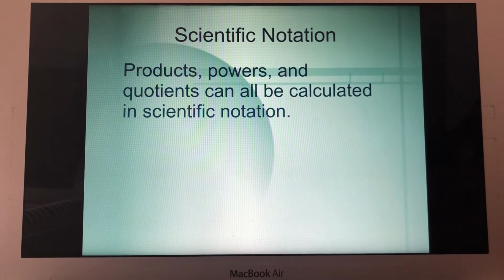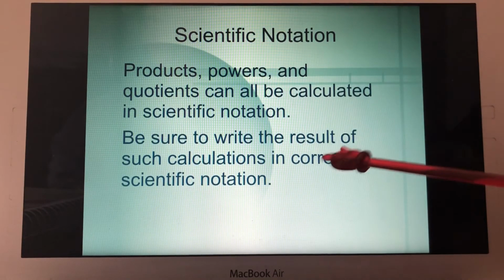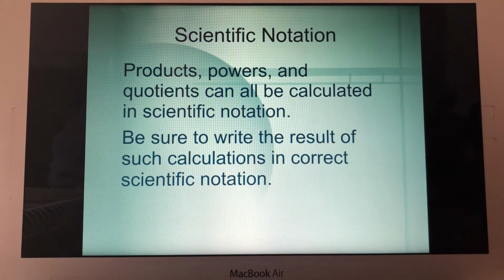In scientific notation, we have products, powers, and quotients that can all be calculated. Be sure to write the result of these calculations in the correct scientific notation. So you have to take a look carefully at the information that's given, what form those numbers are in, and then you can rewrite that in scientific notation.